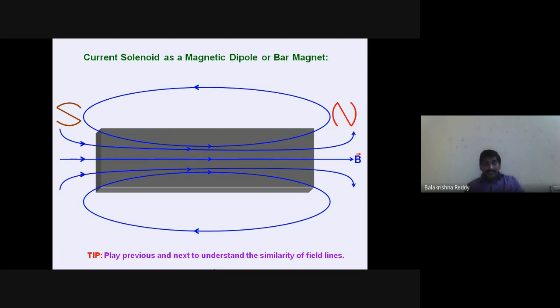But the dissimilarities: we cannot alter the magnetic field in the bar magnet, but we can alter it in the solenoid. We can change the polarities in a solenoid but not in a bar magnet. Right? So these are the dissimilarities.